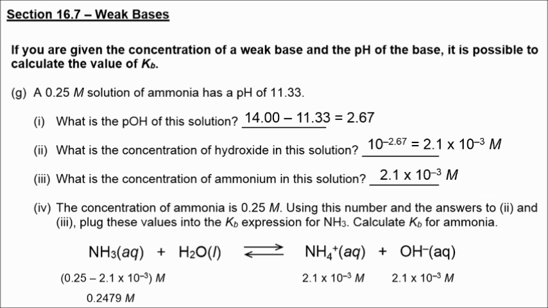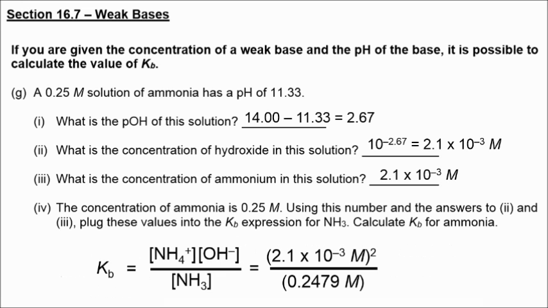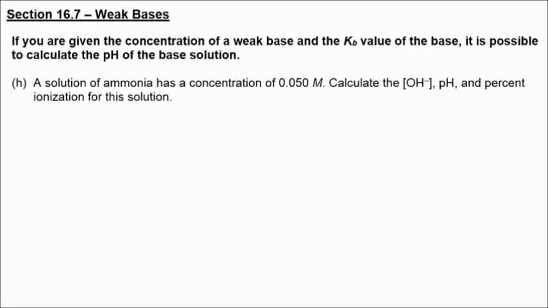All right, let's calculate the Kb for ammonia by doing concentration of ammonium times concentration of hydroxide divided by concentration of ammonia. And so we get a Kb value of 1.8 times 10 to the negative 5. So earlier we just calculated the Kb. If we're given the concentration of a weak base and the Kb, it's possible to calculate the pH. So we know that a solution of ammonia has a concentration of 0.050 moles per liter. Let's calculate the concentration of hydroxide, the pH, and the percent ionization while we're at it.